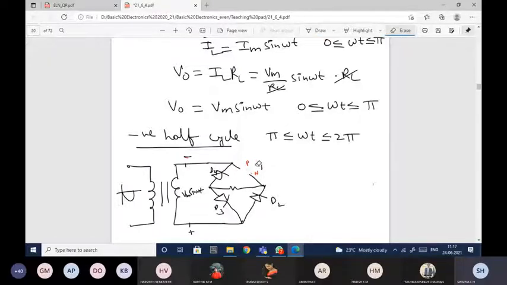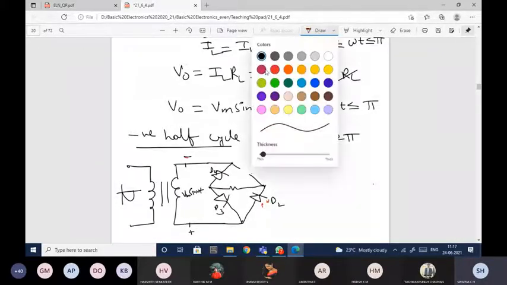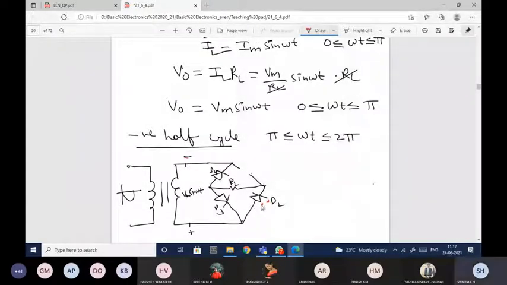Okay, so now come back to D2. Let me just erase. Next to D2, this is your P and this is your N. How is D2 biased? Forward biased or reverse biased? Forward biased. P is connected to positive, N is connected to negative. So this will be forward biased. Forward biased in the sense we'll replace it with short.